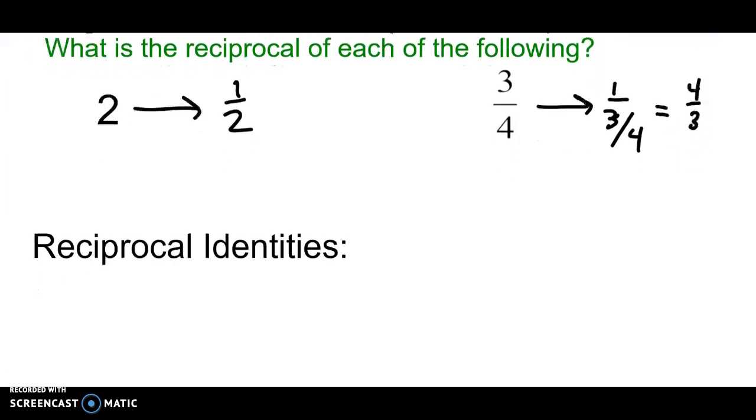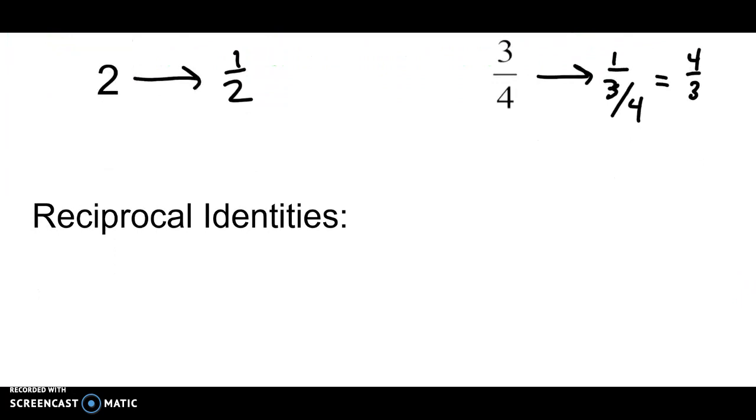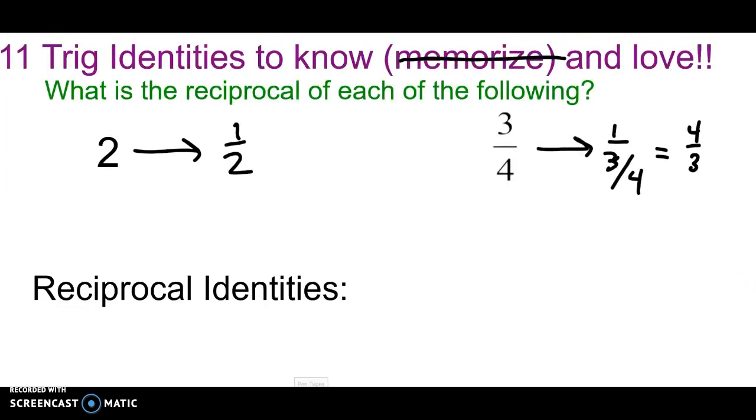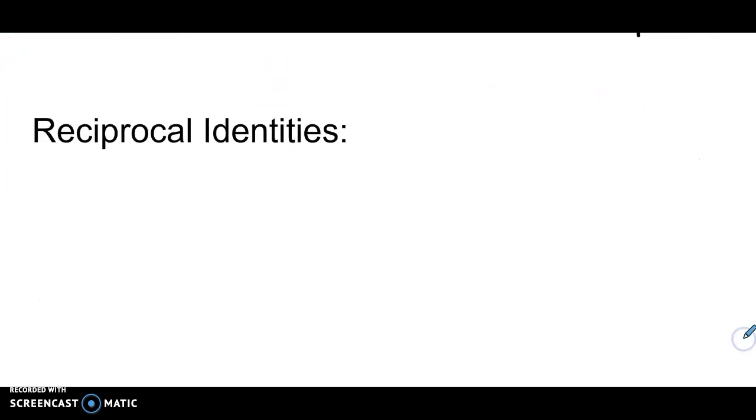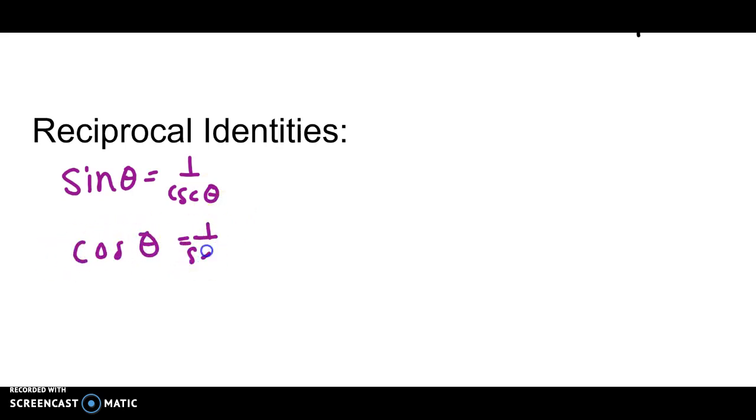Reciprocal identities in terms of trig functions. We have a few of these. So we know that sine of theta is equal to 1/cosecant of theta. And we know cosine of theta is 1/secant of theta. Can you figure out the remaining ones? Write them down. Put me on pause. I'll have them up here.